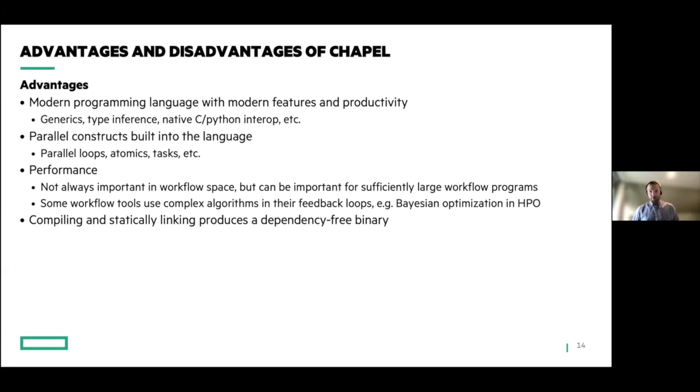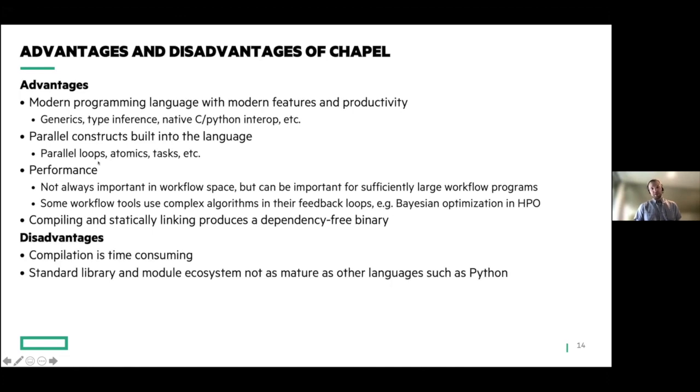Performance is competitive, and performance doesn't always matter for these workflow programs, but sometimes, if you're doing an optimization, like a Bayesian optimization, the performance can become a bottleneck there. And then lastly, compiling and statically linking produces a dependency-free binary, which can be nice compared to Python, where you have all these runtime dependencies, and it can be difficult to set up your environment depending on what those are. The major disadvantages are the compilation is time consuming.